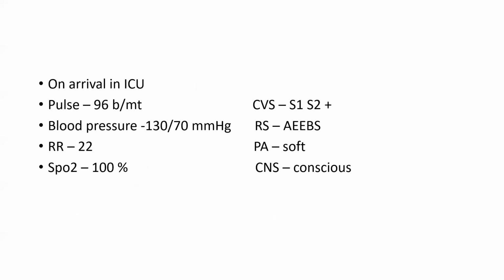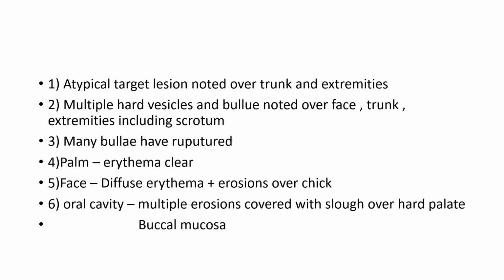On arrival in ICU, the patient's pulse was 96, blood pressure was 130 by 70, respiratory rate was 22, saturation was 100%, CVS S1 S2 present, RS air entry equal on both sides. Per abdomen was soft and the patient was conscious. On general examination, we found typical target lesions on the trunk and extremities. Multiple vesicles and bullae were noted over the face, trunk, and extremities, including the scrotum. Many bullae were ruptured.